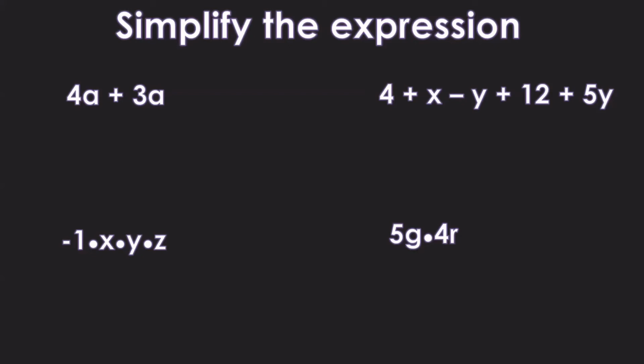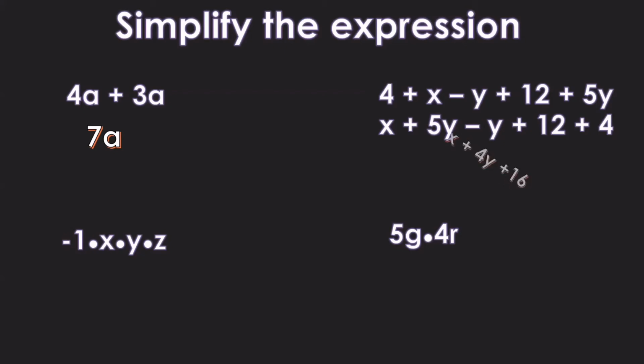Okay, let's see how you did. So if we take a look at our first one, 4a plus 3a, you should have 7a. When I go over the next one, first we need to rearrange them so that I have my like terms next to each other. It just makes things a little easier to group. You don't have to do that. But when you do, you get x plus 4y plus 16.